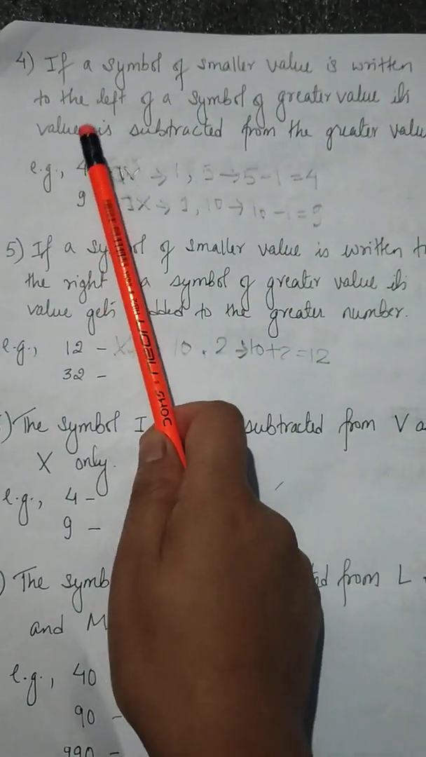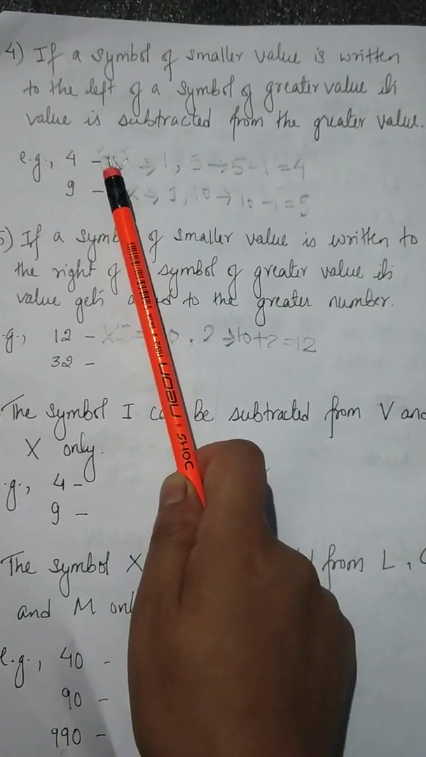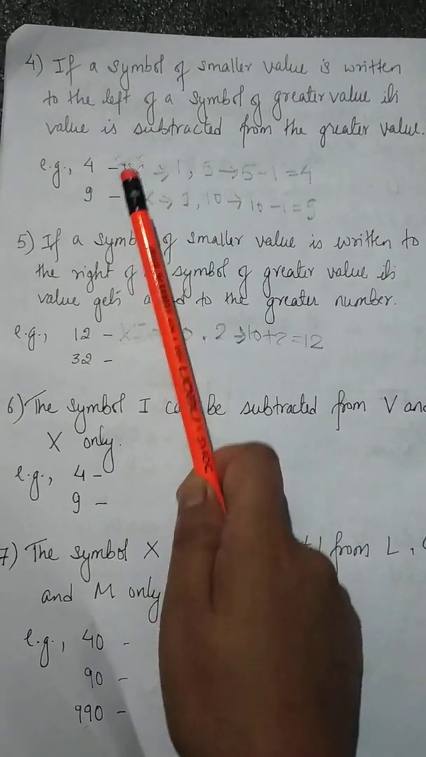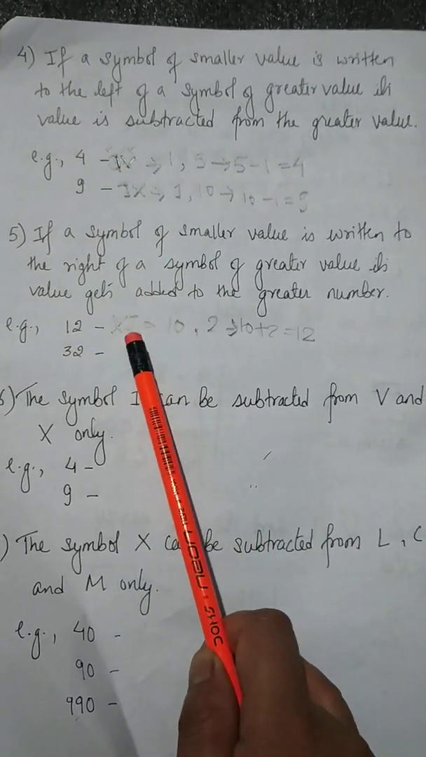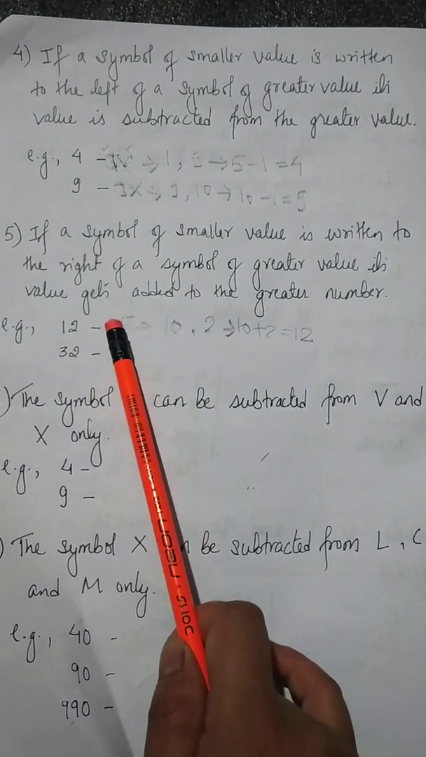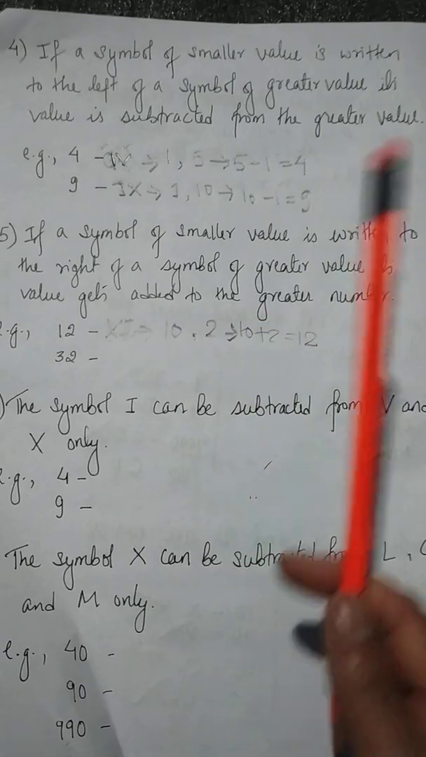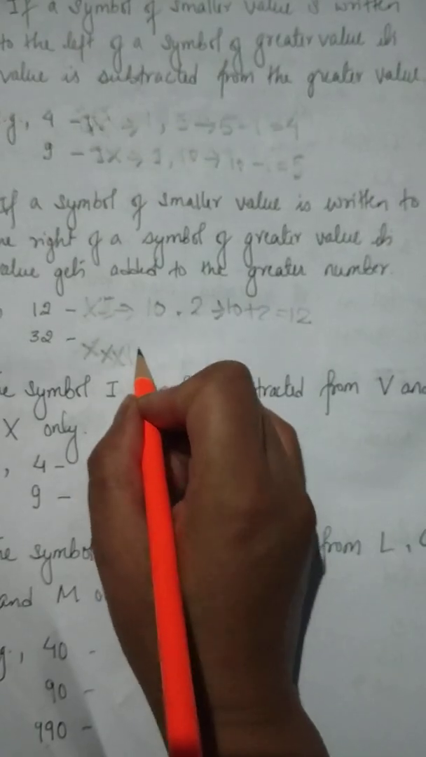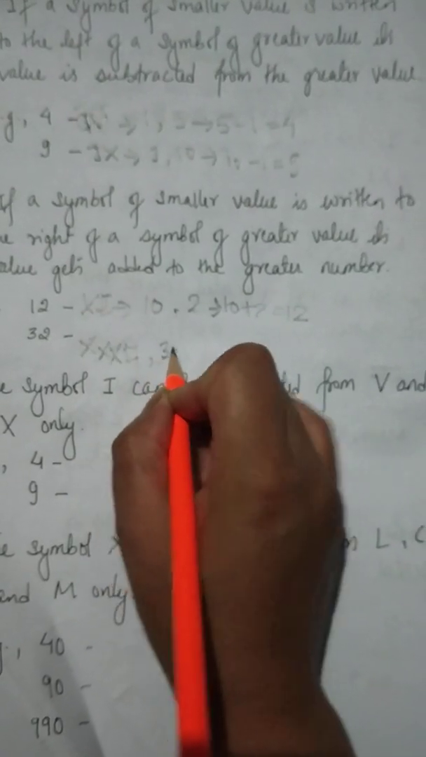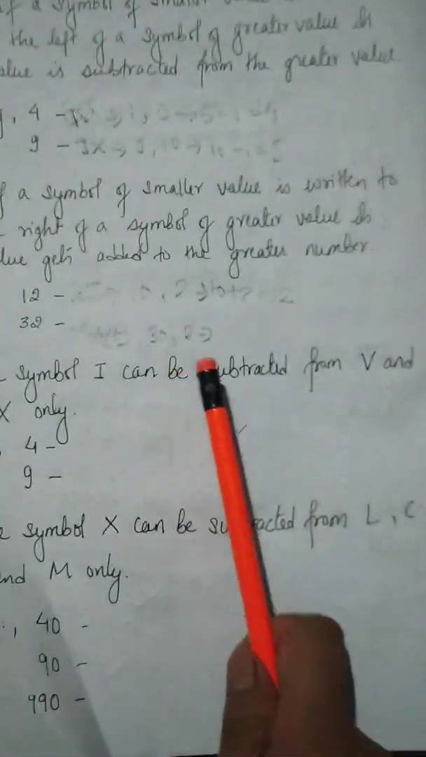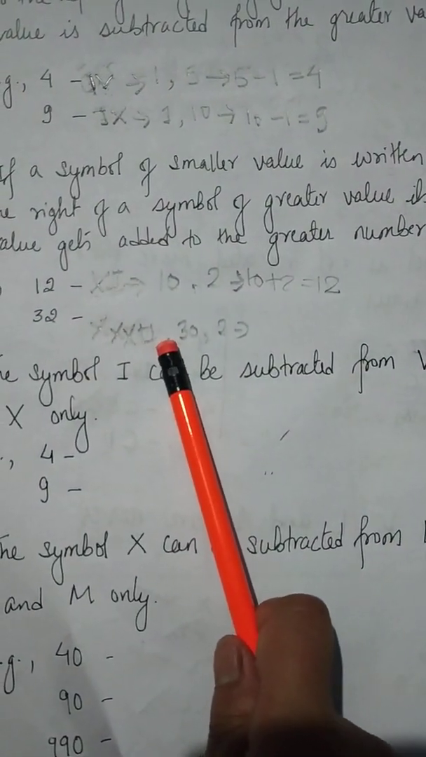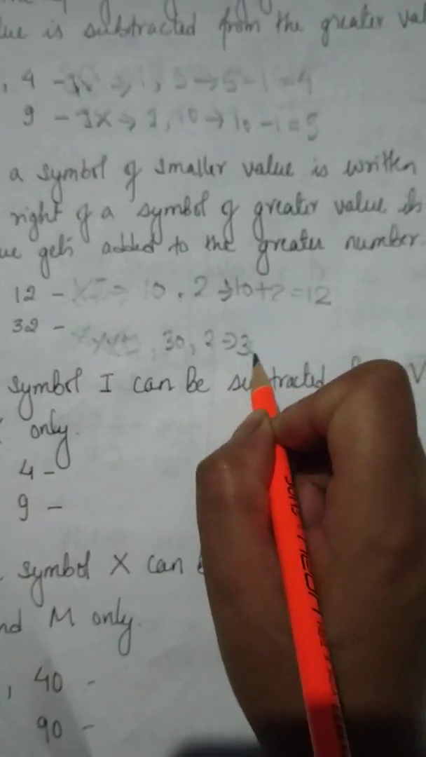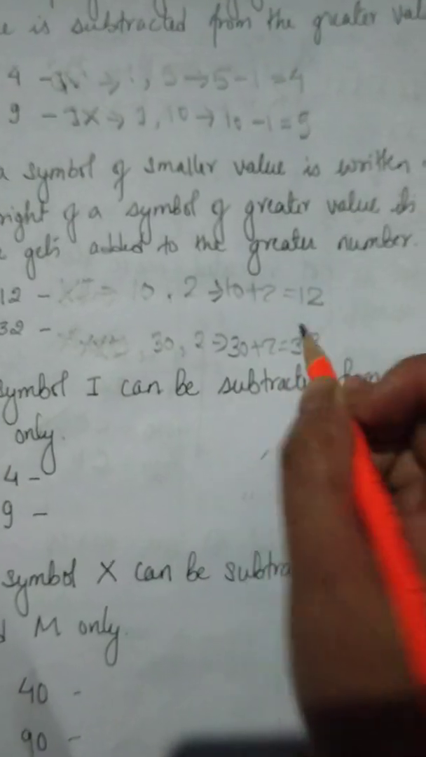In rule number 4, smaller values were to the left of the greater value, but in rule number 5, smaller values are to the right of the greater value. That is why we are adding here. So 32: XXX is 30, and for 2 we write II, and here the smaller value, that is I, is to the right of the greater value. So we need to add these two numbers. So 30 plus 2 gives you 32.